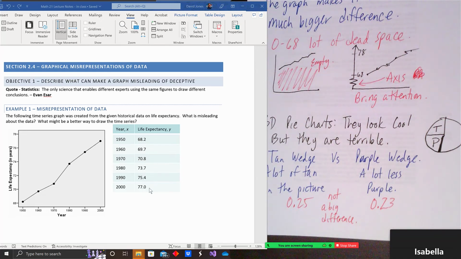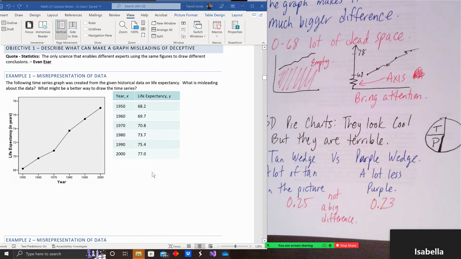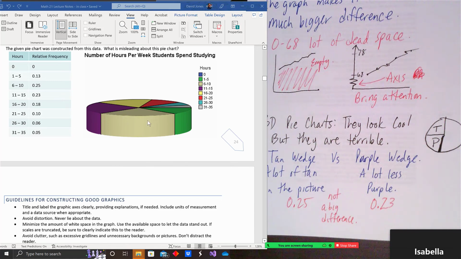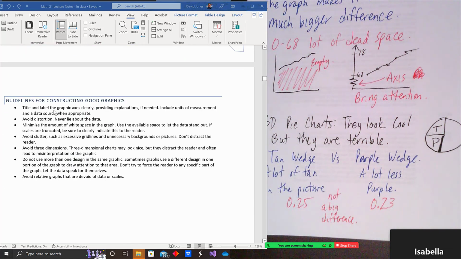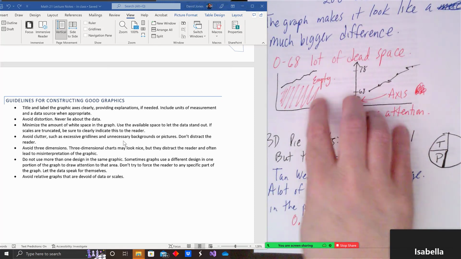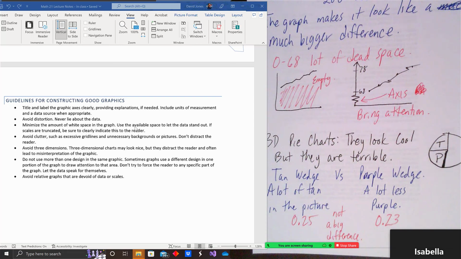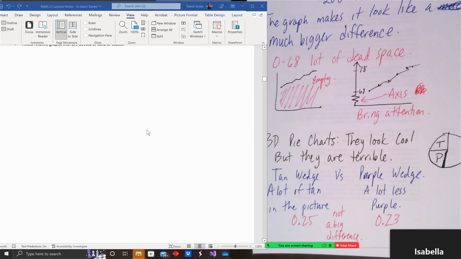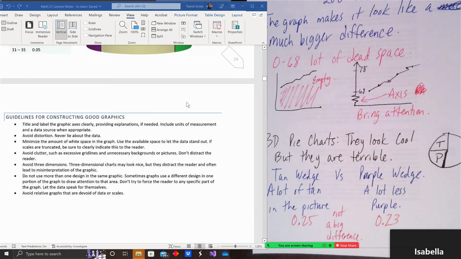68.2 to 77, that's less than 10 years. That's only 9 years. Here, while this looks a lot bigger than this tiny blue wedge, it's only really 4 times larger. So looking over here can give me stuff like that. So avoid 3 dimensions, avoid distorting data. We don't want a bunch of white space like we have here. So try to make your graphs reflect that. And that will be it for chapter 2.